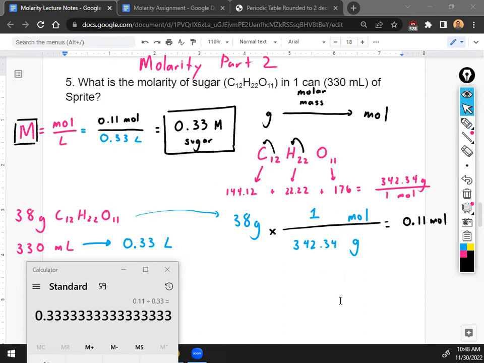Okay. All right, so that's review from last time. That's what we learned how to do. When you've got grams, you always have to turn it into moles before you can turn it into molarity.